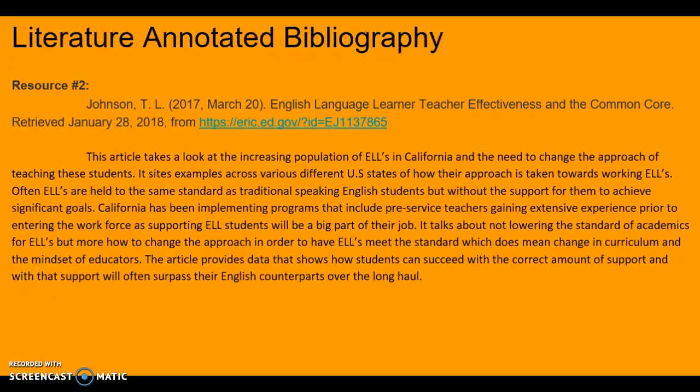So the idea had to do with not lowering the standards of academics, but the approach and how we support and set the standard for ourselves as educators, the mindset that we come in with. So the article provides data, and it shows how students can succeed with proper support and will often surpass their English peers over the long haul with that proper support.